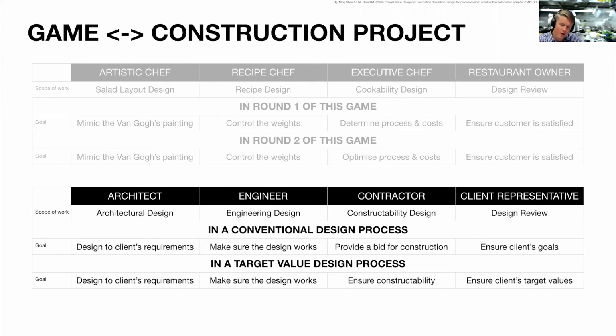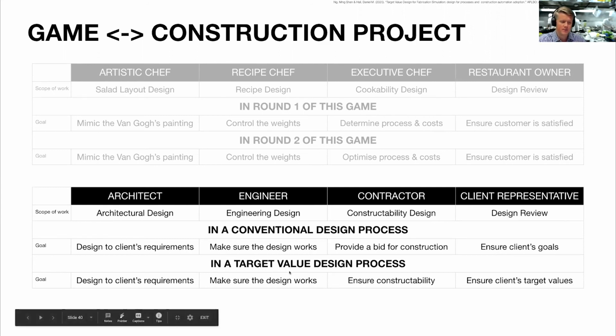They work with the architects in the conventional round. They make sure that the building stands. And they do the same thing in target value design. So again, we're not changing their process. We're not trying to change their role. We're just changing the way that they work in collaboration with the overall team.